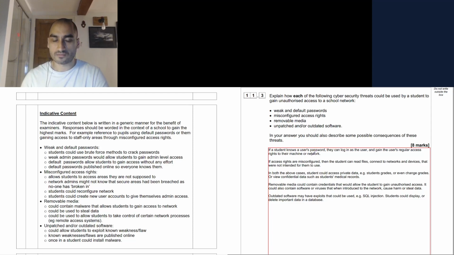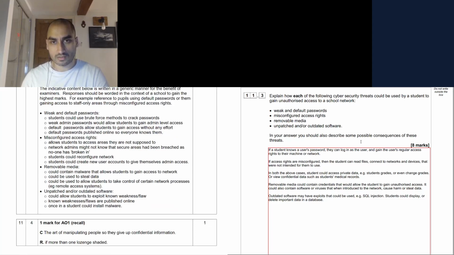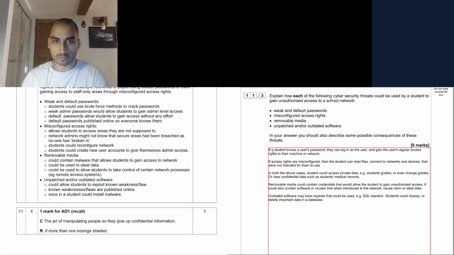Nevertheless, alright, let's look at misconfigured access rights. Areas they're not supposed to. Reconfigure network, create new user accounts to give themselves admin access. Okay, I said read files, connect to networks and devices. These are all valid, I think. Removable media could carry malware. Yeah, I mentioned that. Could be used to steal data, I said that. Take control of certain network processes. I didn't mention that, but I don't think you need to mention all these things.